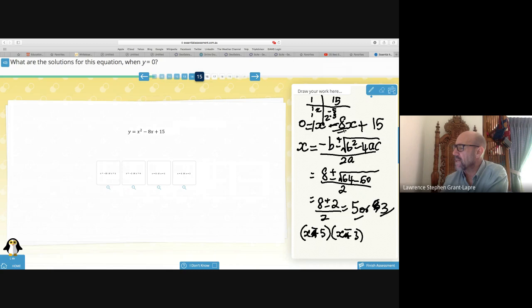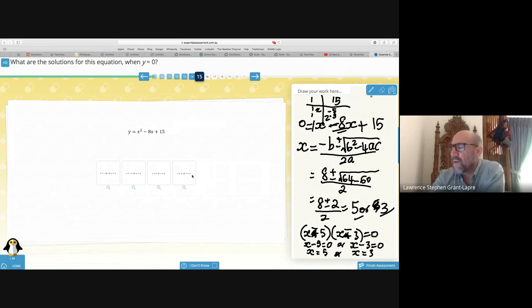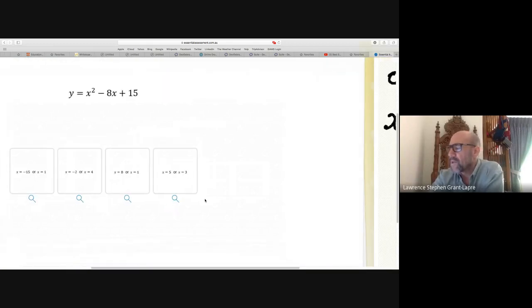8. Therefore, if that equals 0, this bracket equals 0, or the second bracket equals 0. So from the first bracket, x has to be a 5. 5 minus 5 is 0, or 3 minus. So you get 5 or 3. So whether you use quadratic formula or whether you use factorizing, you should both get 5 and 3.